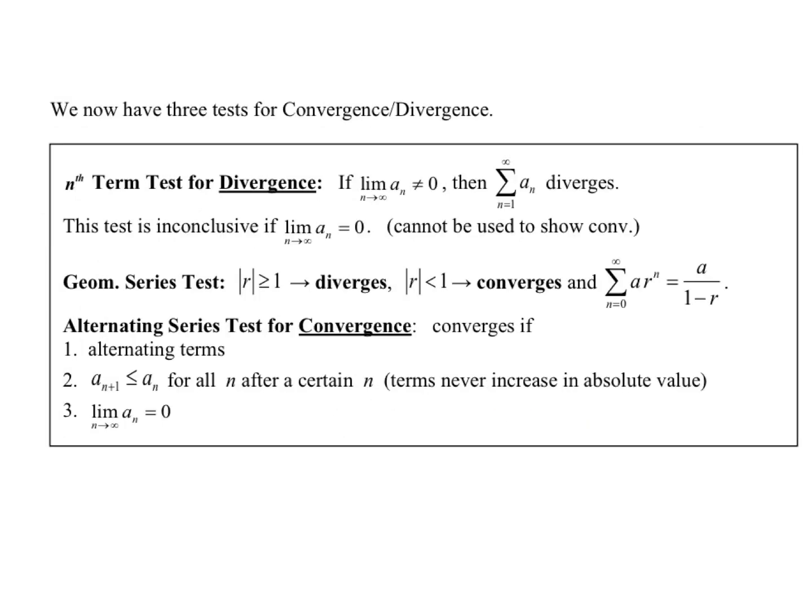Okay, so here's kind of a summary. I think this is kind of good to have. This is what I was talking about earlier. But here's what we have so far, okay? Nth term test for divergence. It's at the top because I would always check that first, like I was saying. Then you have geometric series for divergence or convergence. And then now we have alternating series test for convergence, okay?